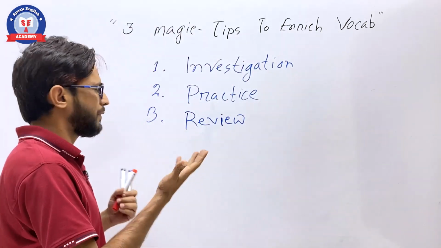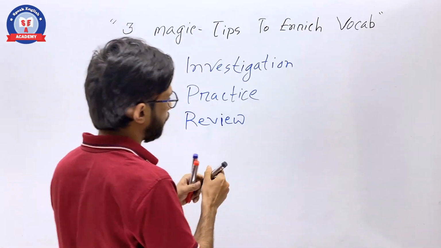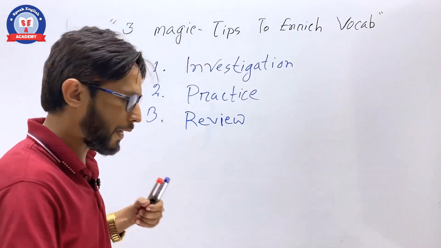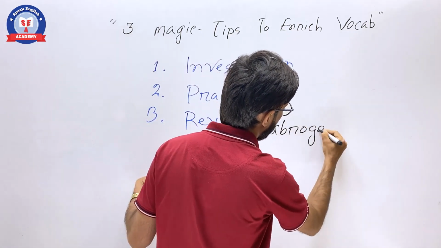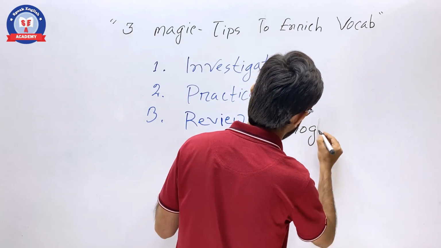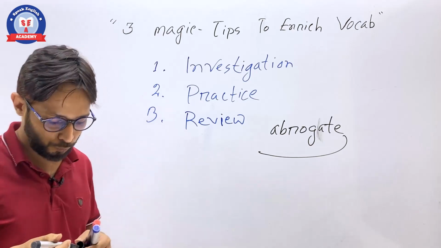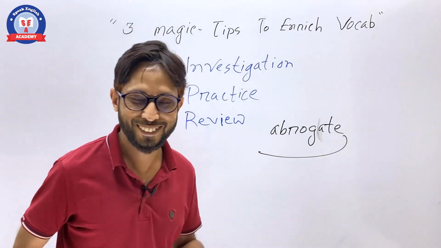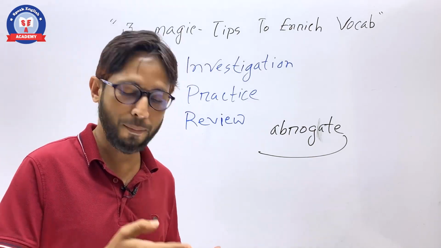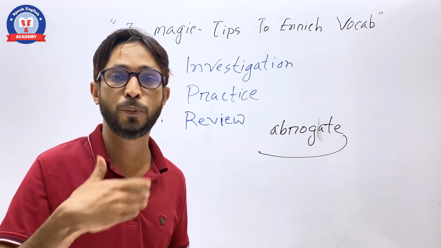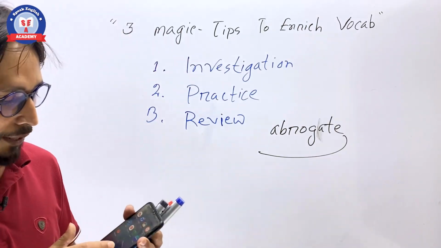Yeah, it's very easy. Suppose a word abrogate. Suppose we are reading a book and we find a new word, and that is abrogate, and we don't know the meaning of this word. So let's investigate it. You have a mobile phone, right? If you don't have a mobile phone, it was impossible for you to watch my video, right? So I am sure that you have a mobile phone. And please take your phone.